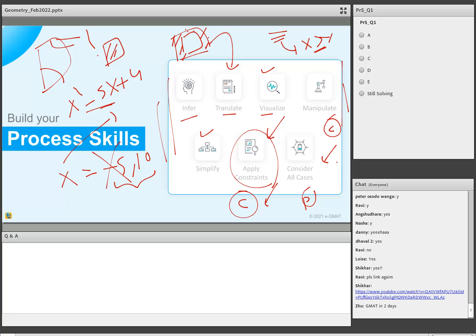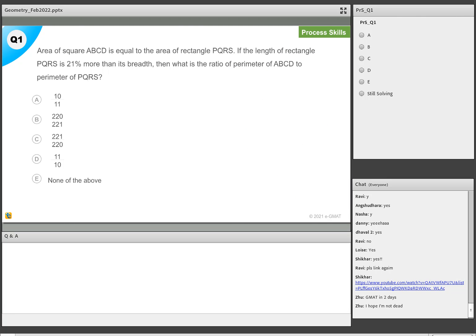GMAT in 2 days. All the best. So here's the next question for you. All the best. It's a very easy question, in my opinion. Always have confidence, man. It does not matter. Have confidence at this point. At this point, you should focus on your strengths. What you're good at, focus on that, deliver on that. Okay?